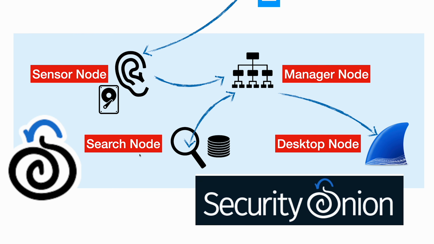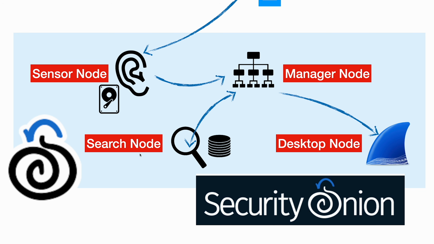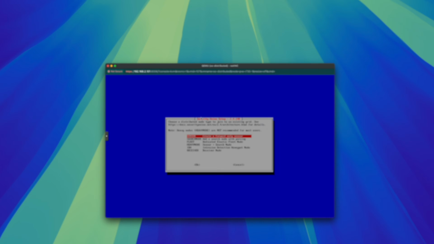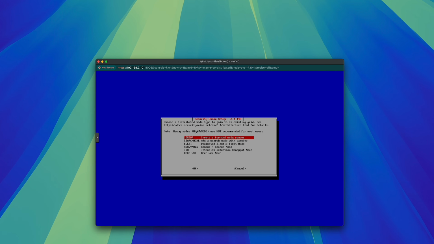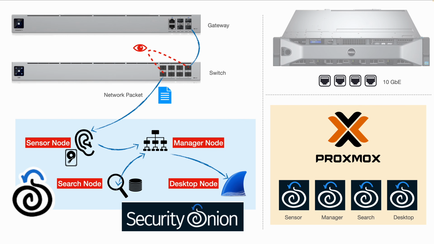A search node is dedicated to storing and indexing event data using Elasticsearch. Similarly, if you want to install a search node, you need to have a manager node first. Then during the installation, you select search node installation. A search node offloads search and storage tasks from the manager node to improve performance, and it facilitates faster queries and log retrieval for analysis. It's very useful in a large-scale deployment to handle high volumes of data.